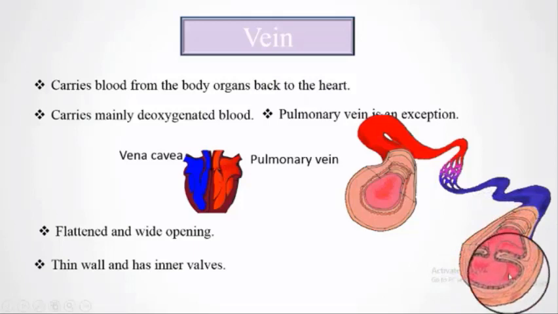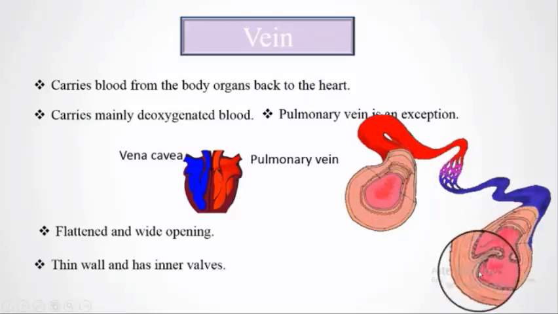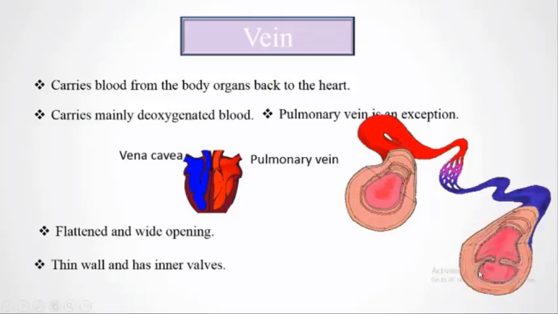Don't forget that the veins are taking the blood back into the heart, and sometimes they are moving the blood against gravity when the blood is coming back from the lower organs into the heart. So in order to prevent any back flow of blood, we have these special structures which are called valves. So this characteristic is specific for veins.